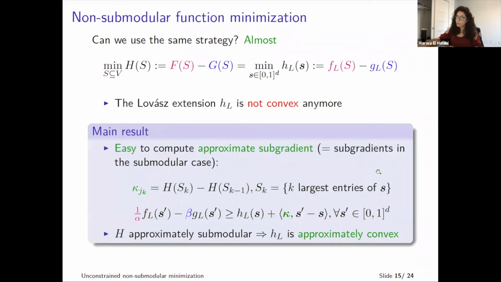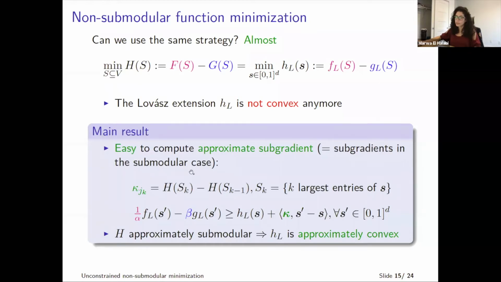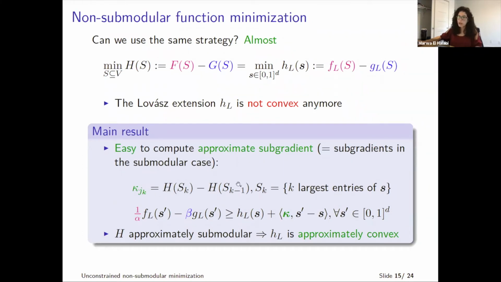But the thing that we are able to show is that if the function h is close to being submodular, then we can show that this Lovász extension is sort of close to being convex. And this is in the following sense. We can show that if we use the same vectors that work as the subgradient vectors in the submodular case, so these kappa that are defined as the marginal gains of h, then this vector can be shown to be a sort of approximate subgradient. And this is in the following sense.